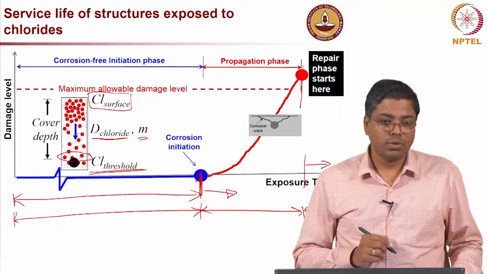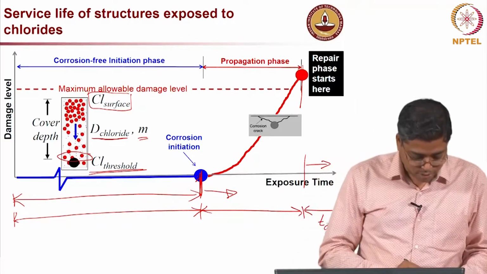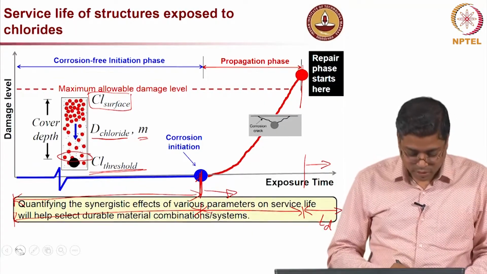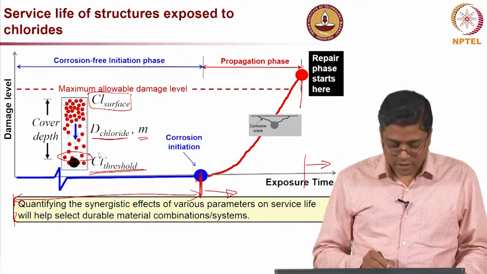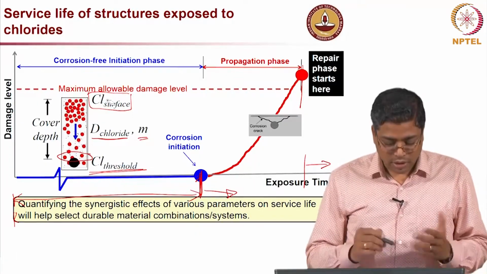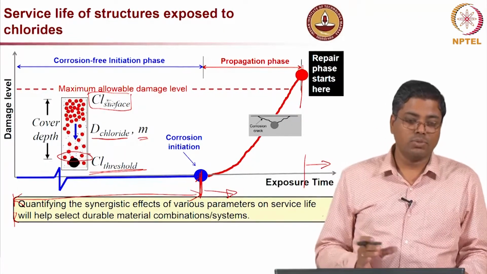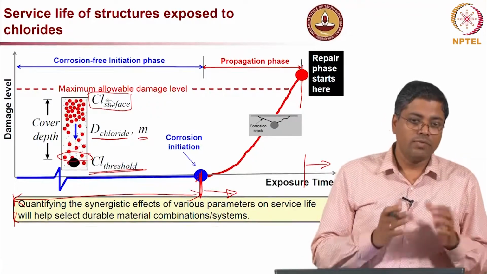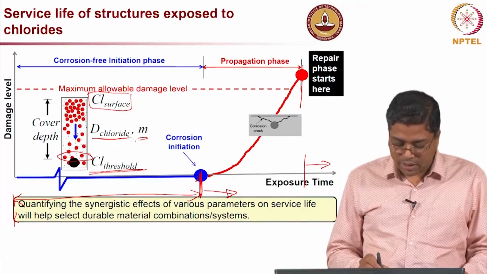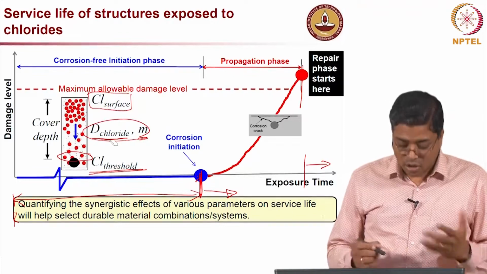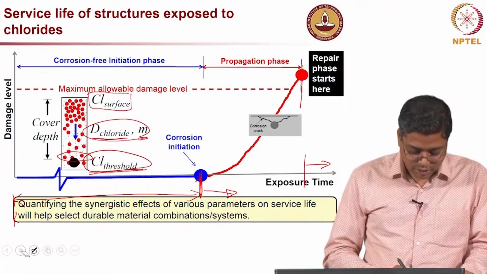That is also very important to look at, how to ensure that the repair which we do is also durable, which is the main focus of this course. We have to really look at the synergistic effects of chloride diffusion coefficient, chloride threshold, and surface chloride concentration. How all these have to be looked at, and the service life should be estimated, and only then should we decide which material combination or system should be selected. We should not make comparisons based just on diffusion coefficient or just on chloride threshold. The synergistic effect on service life should be considered.